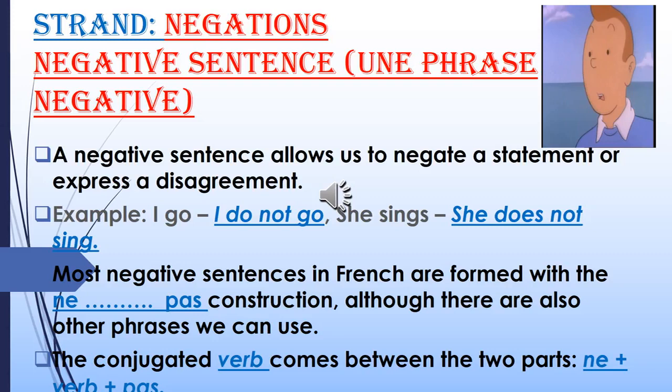Now, as indicated in point 2 above, most negative statements in French are formed with the ne and pas construction.